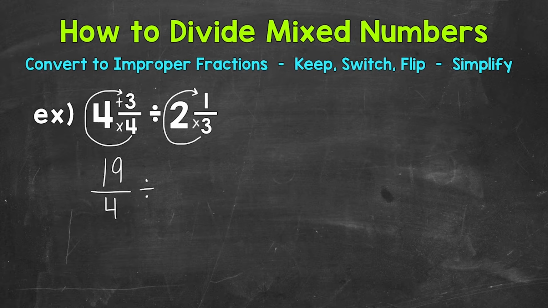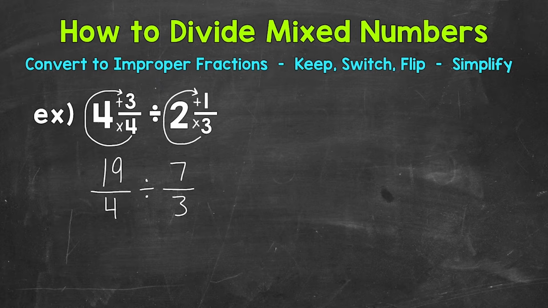So again, we multiply, then add. So 3 times 2 is 6, plus 1 is 7. That's our numerator, and then keep the denominator of 3 the same, so 7/3. 19/4 is equivalent to 4 3/4, and then 7/3 is equivalent to 2 1/3. So we're not changing the value of the problem at all when we convert to improper fractions. Mixed numbers and improper fractions are equivalent, they're just in different forms.